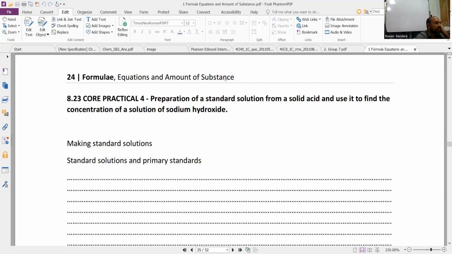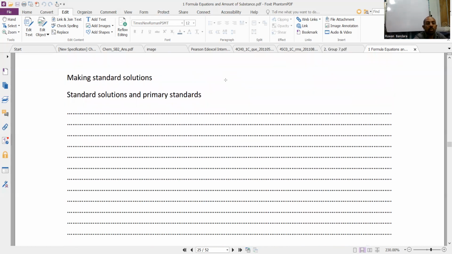Take the paper and write. So group 7 is also done. We have done oxidation, redox reactions, group 2, group 7, and the next part is making standard solutions. That's the main topic. This is unit 2 stuff.